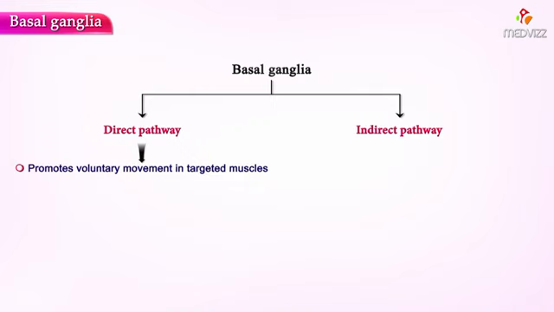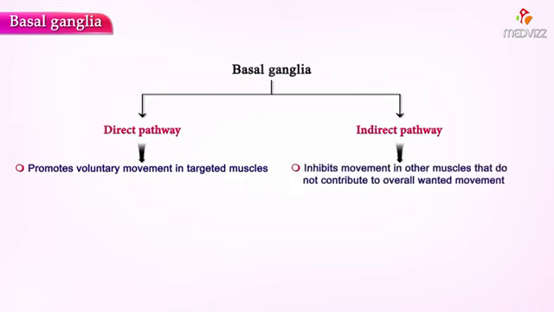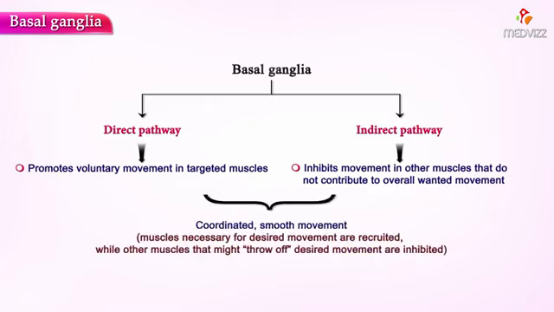Now it is thought that the direct pathway promotes voluntary movement in targeted muscles, whereas the indirect pathway simultaneously inhibits movement in other muscles that do not contribute to the overall wanted movement. The result is a coordinated, smooth movement in which those muscles necessary for the desired movement are recruited, while the other muscles that might throw off the desired movement are inhibited.